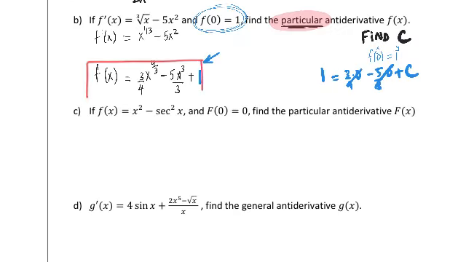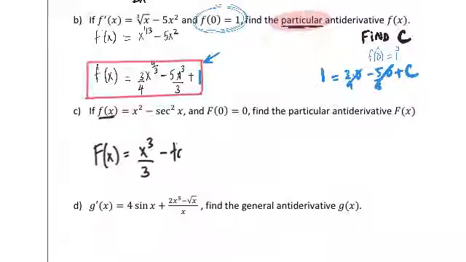This right here in red, along with the +1, is my particular antiderivative. Okay, this next one, the function is little f, so the antiderivative will be big F, and it'll be x cubed over 3 minus tangent x plus c. And then go off to the side to find the c.